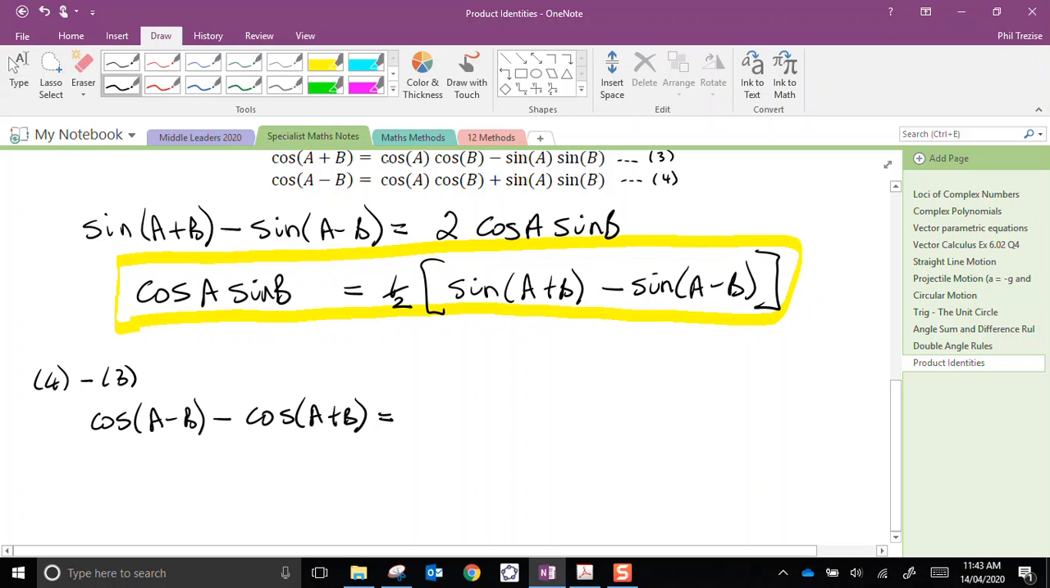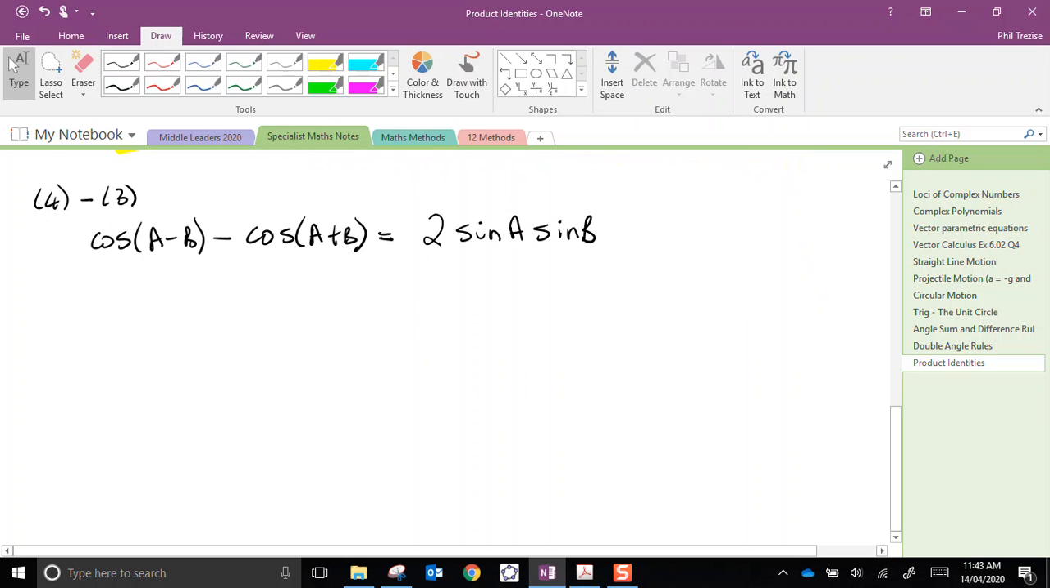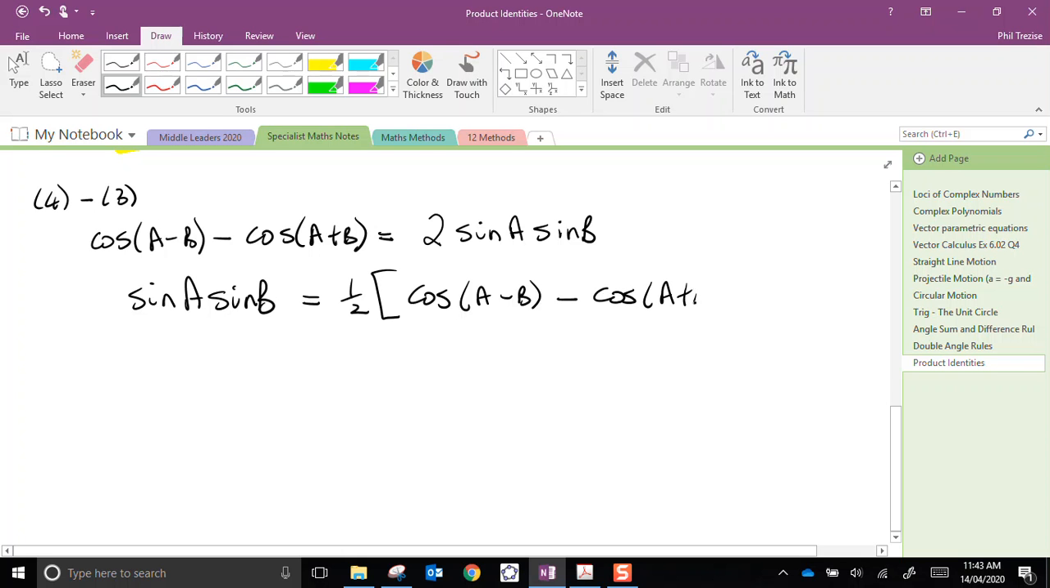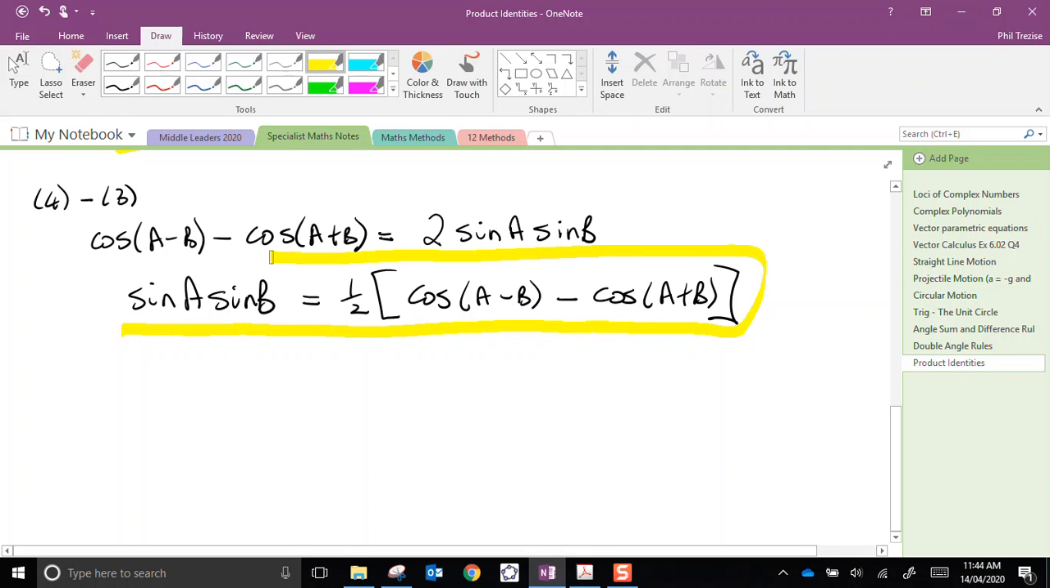Now the first term will subtract to leave nothing. The second term will be subtracting a negative, which is add. That's 2 sine of A sine of B. And if we make the product sine A sine B the subject of the formula, it's cosine of A minus B subtract cosine of A plus B. And that's our fourth equation for the product of two trigonometric ratios.